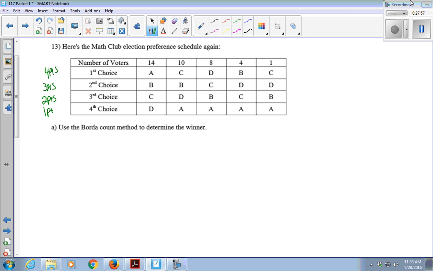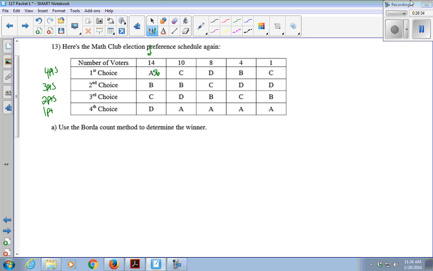And every ballot that has you in first place gives you 4 points. So if I look at this first column here, that's 14 identical ballots. There were 14 people who voted A, B, C, D. So for every single one of those ballots, we have to give A 4 points. So that's 4 points for each one of 14 ballots. How many points total is that? 56. 4 points per ballot times 14 ballots, so that's 56 points. So I like to just write it right into the preference schedule.